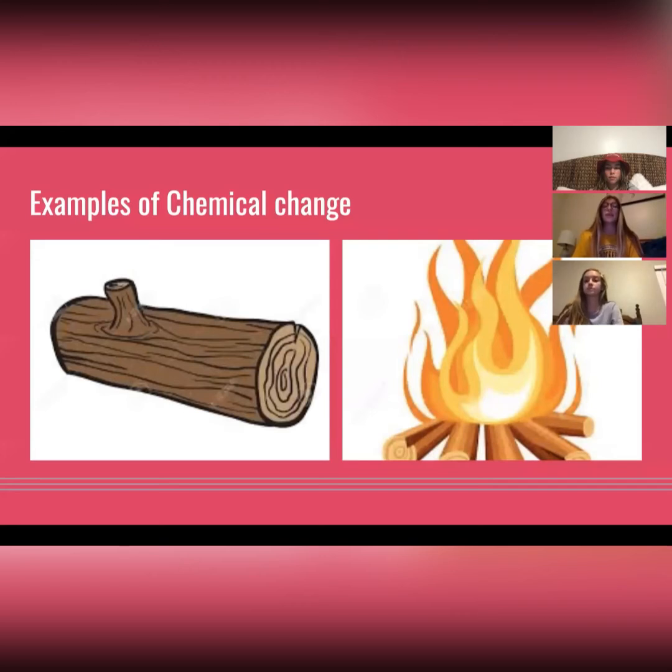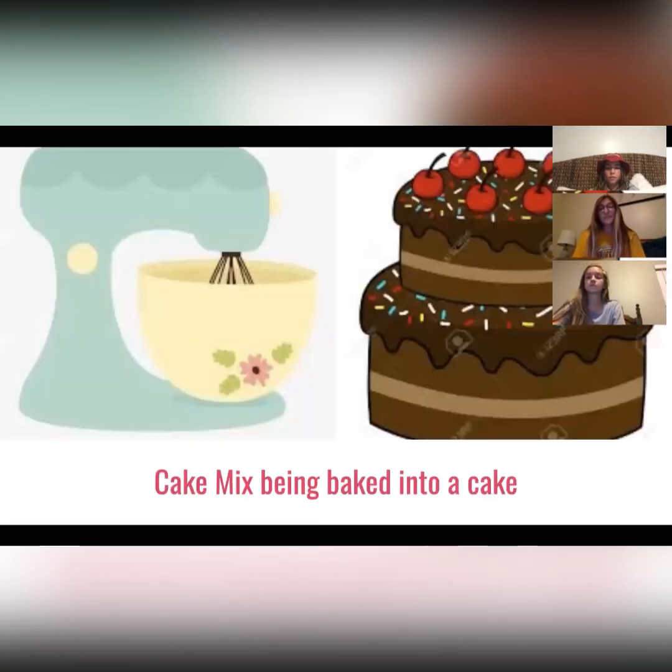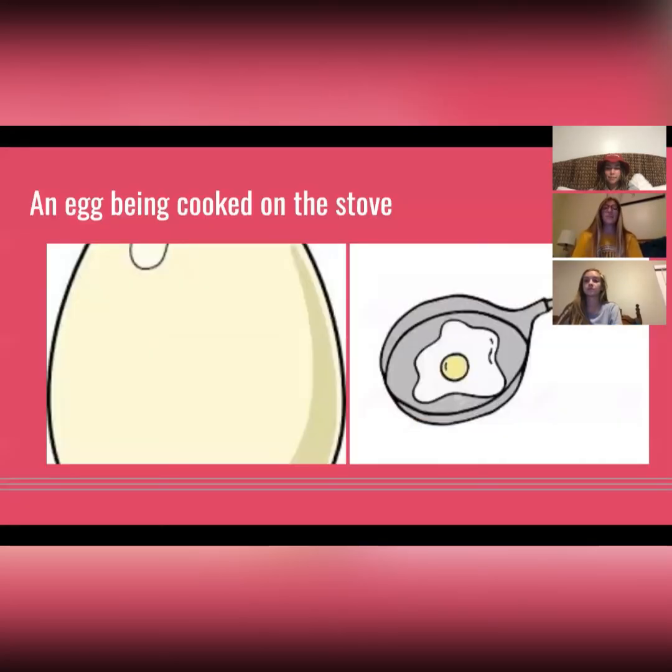And some more examples of chemical changes is wood, and when you light it on fire, it turns into ash. And cake mix being made into a cake. So cooking the cake mix makes it a cake. And then also an egg being cooked on the stove makes it a cooked egg.